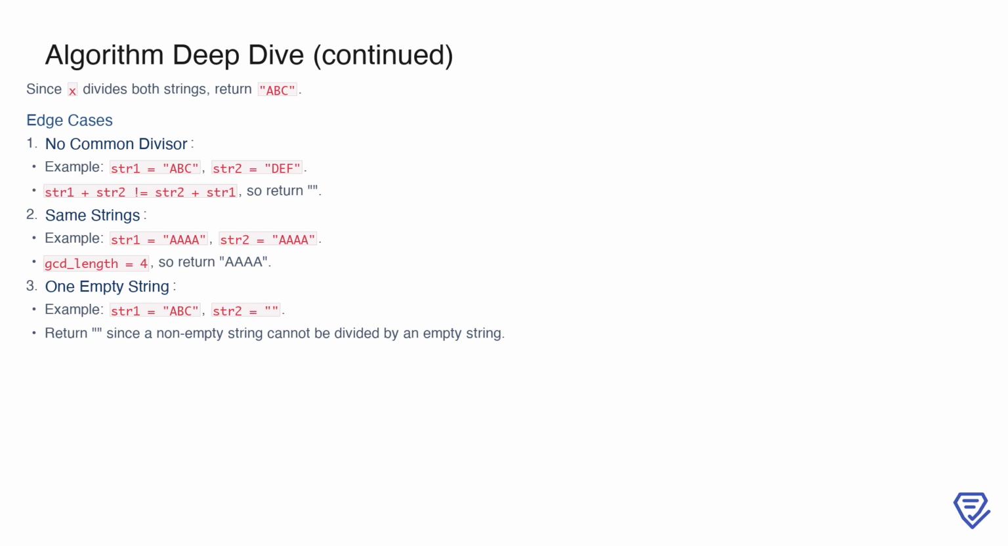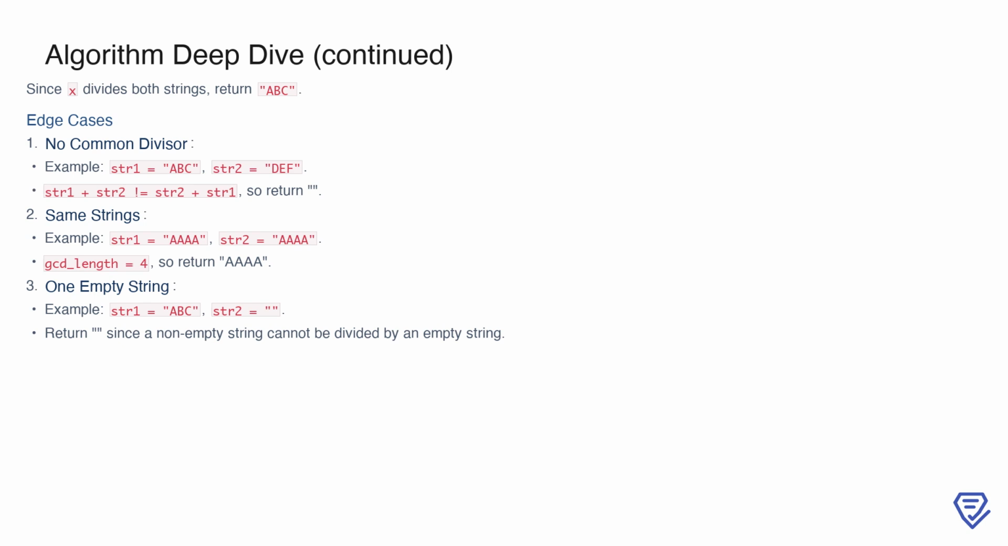If the strings have no common divisor, such as str1 being ABC and str2 being def, the concatenation check will fail, and we immediately return an empty string. If the strings are identical, such as str1 and str2 both being quad A, the GCD of their lengths equals their length, and the entire string is returned as the divisor.